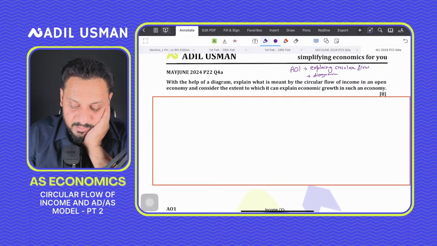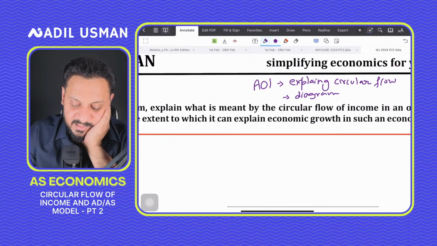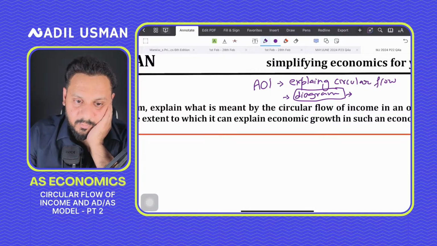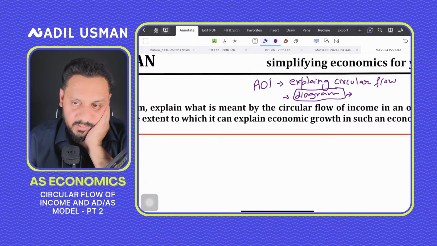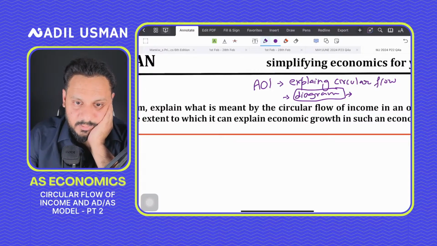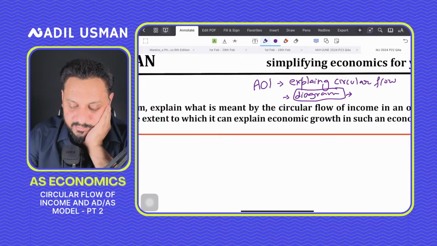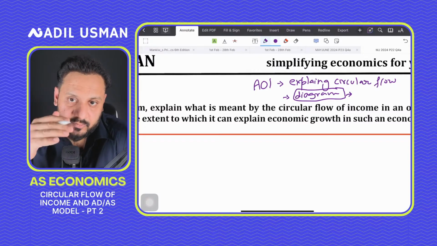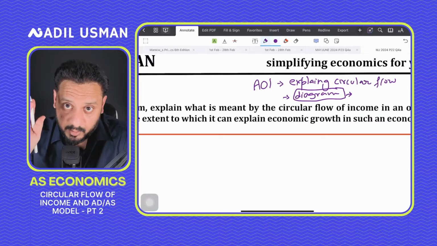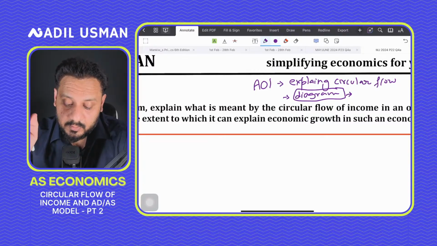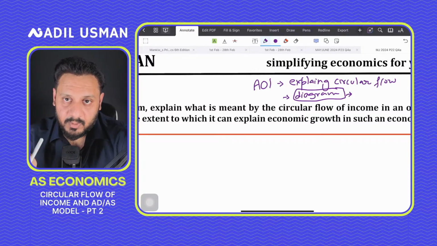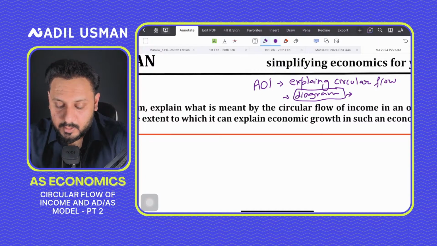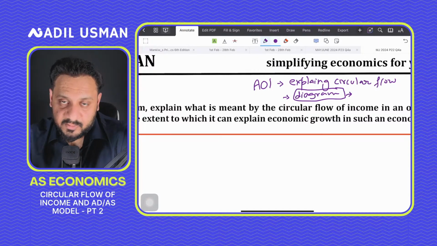Explain what is meant by circular flow in an open economy, and make sure that you're explaining circular flow in an open economy. However, as far as the diagram is concerned, you don't need to draw the full 4-sector diagram that also includes the international economy. A simple diagram showing the flows of income and expenditure between households and firms would be granted full 1 mark. So you defining what a circular flow is, 1 mark for the diagram, and then another mark for you telling what a circular flow is in an open economy.